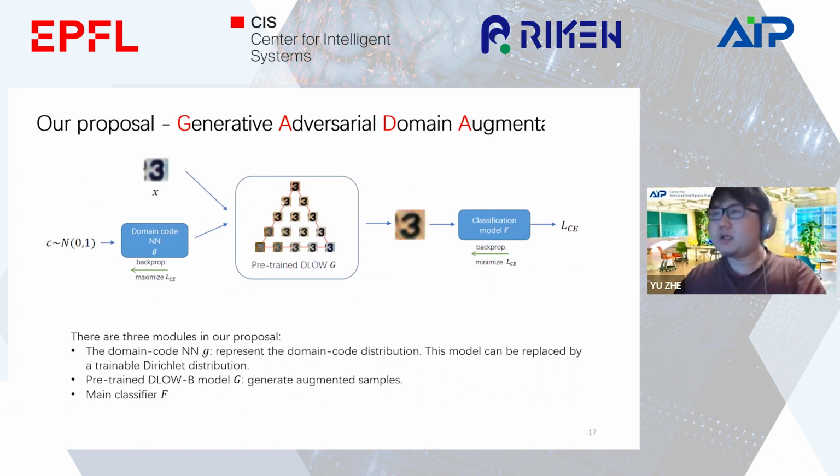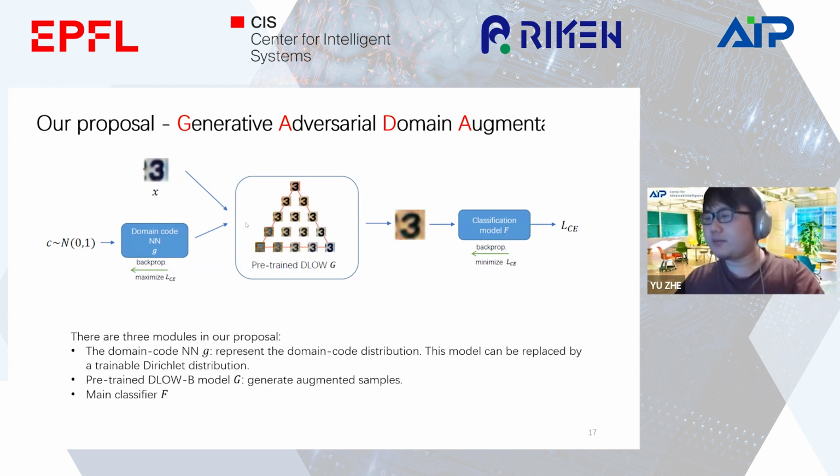Okay, so now I will introduce our main framework. With the above ideas, the domain generative models and the way to represent the domain code distributions, we now propose our data augmentation method, the generative adversarial domain augmentation. Because we have two strategies to represent the domain code distributions, here I utilize one of them to give explanations.